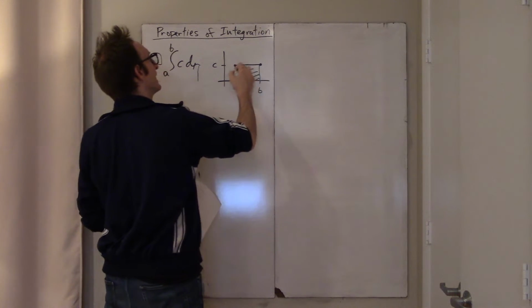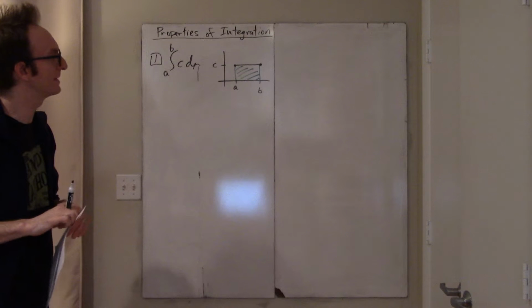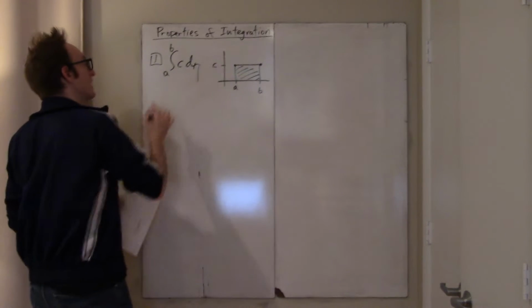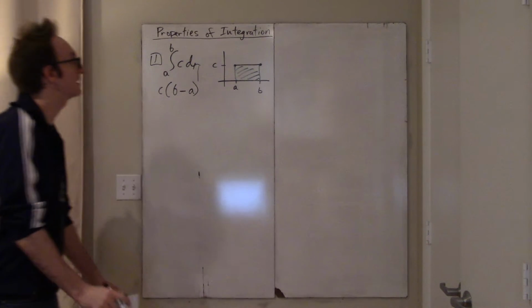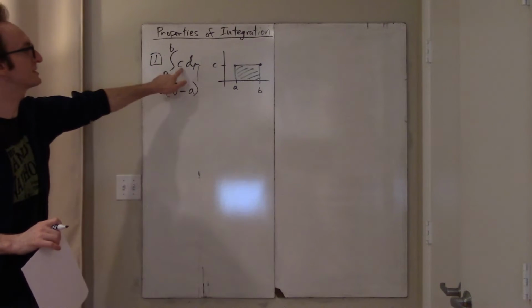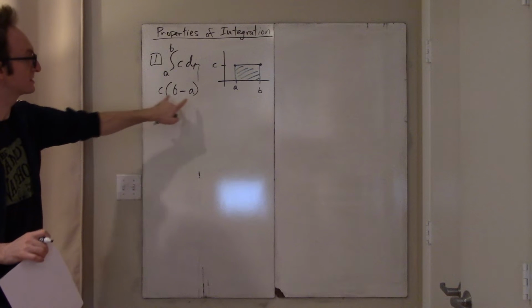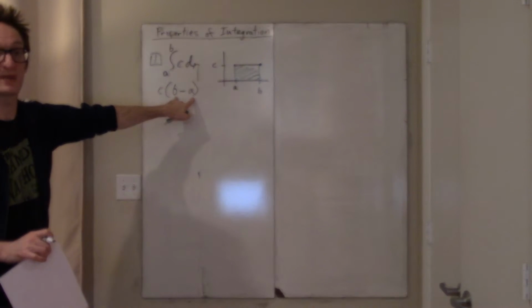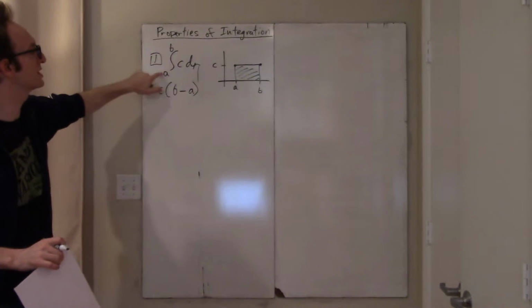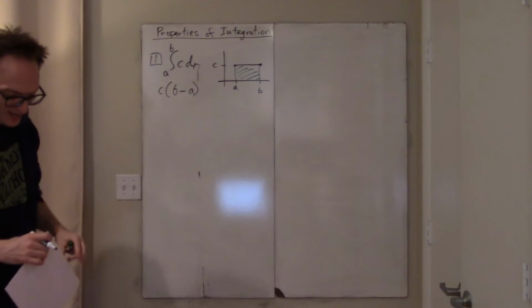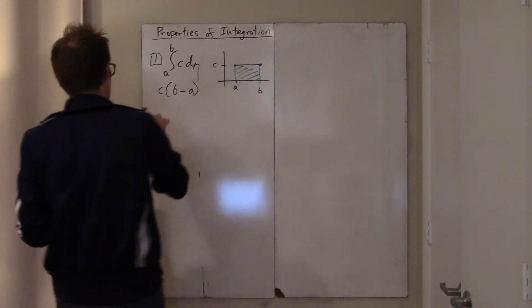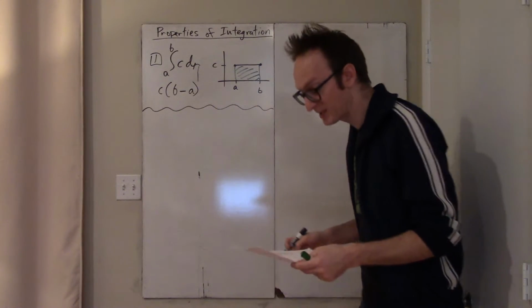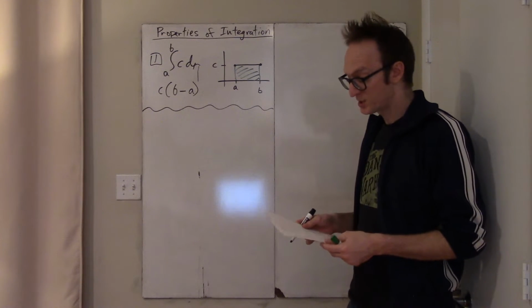And okay, I can calculate the area of this rectangle using basic geometry knowledge, and so this is going to be c times b minus a. So in fact, that is kind of a theorem, that the integral of a constant function is just that constant times the width of the interval, or the difference between the upper limit of integration and the lower limit of integration. Alright, and it seems maybe there's nothing more to be said about this, but I would like to see how our formal definition of the integral as a limit of a Riemann sum supports this.